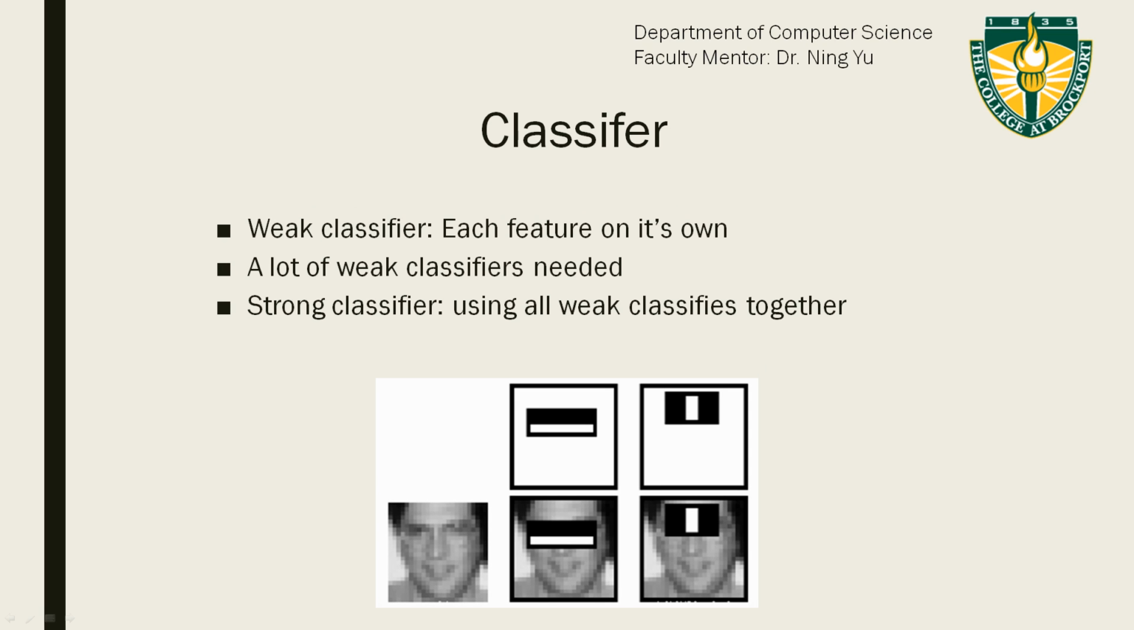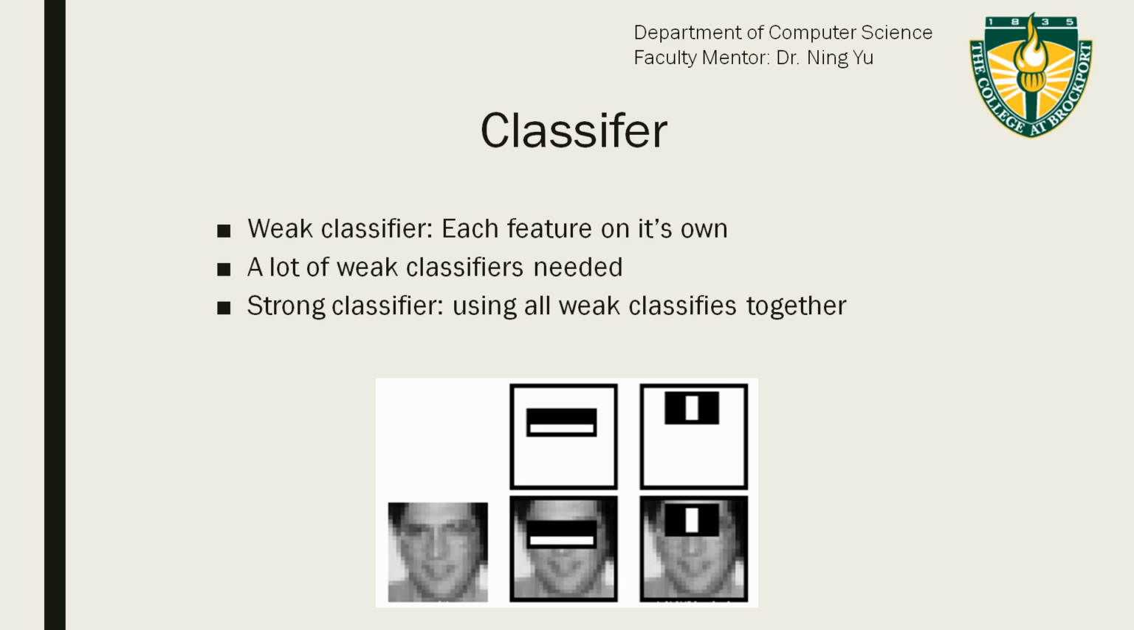And then I want to talk about the classifier part of it. A weak classifier is essentially each Haar feature on its own. Using them individually as weak classifiers is going to lead to very low accuracy.